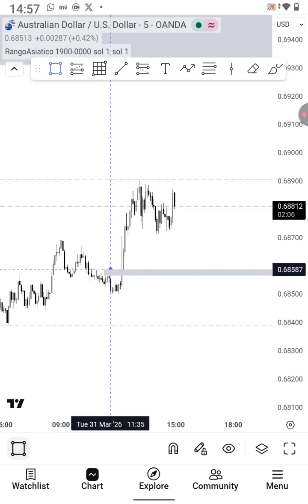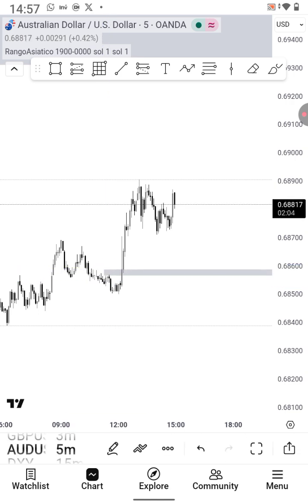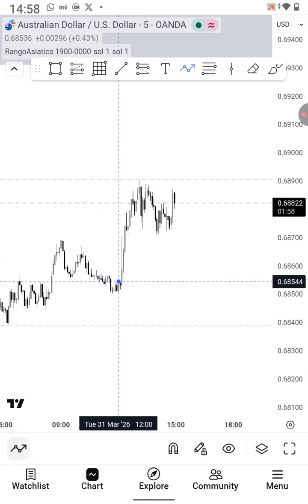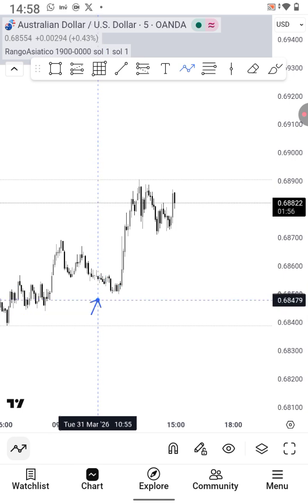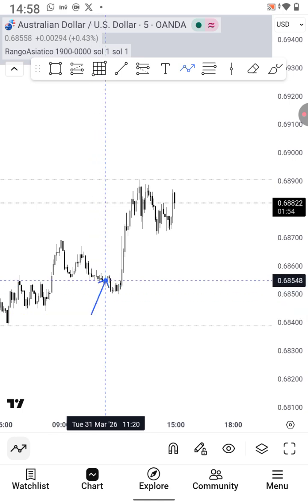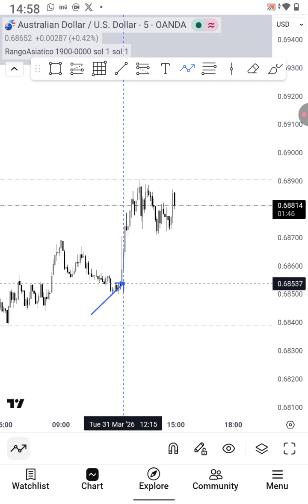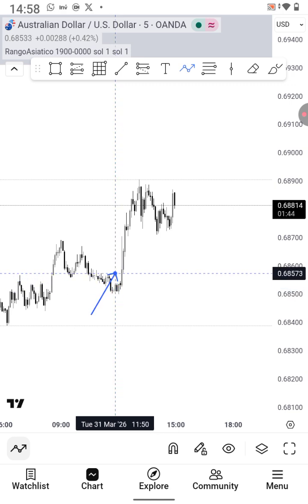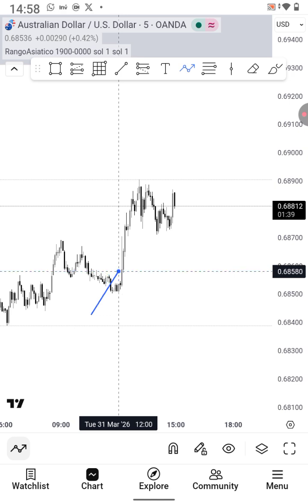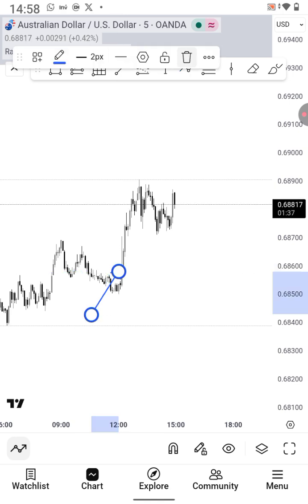But what am I using to enter? Normally this particular breaker block is what I want to use to enter. Some people can enter using this demand, this other block, they call it this last black candle. They will mark it and use it to enter. Or me, if I don't want to miss anything, I'll just use this fair value gap. I'll use it to enter.